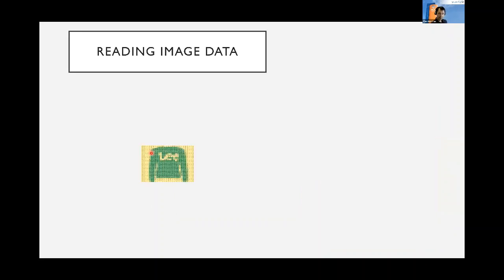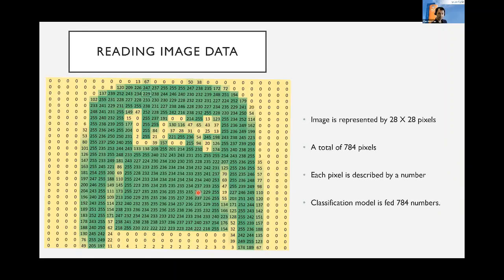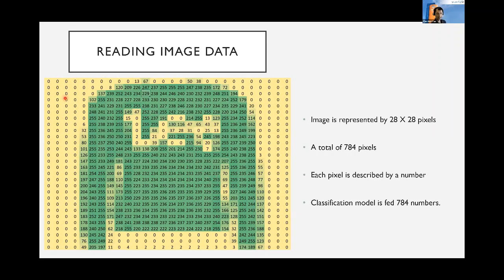Okay, and so this is another image over here. This is probably going to be a pullover, and this is a very small image. But if I was to just blow it up, this image is actually made up of 28 by 28 pixels, which is essentially a total of 784 pixels. So I break it up into 784 individual squares, and each pixel over here is just essentially going to be described by a number.